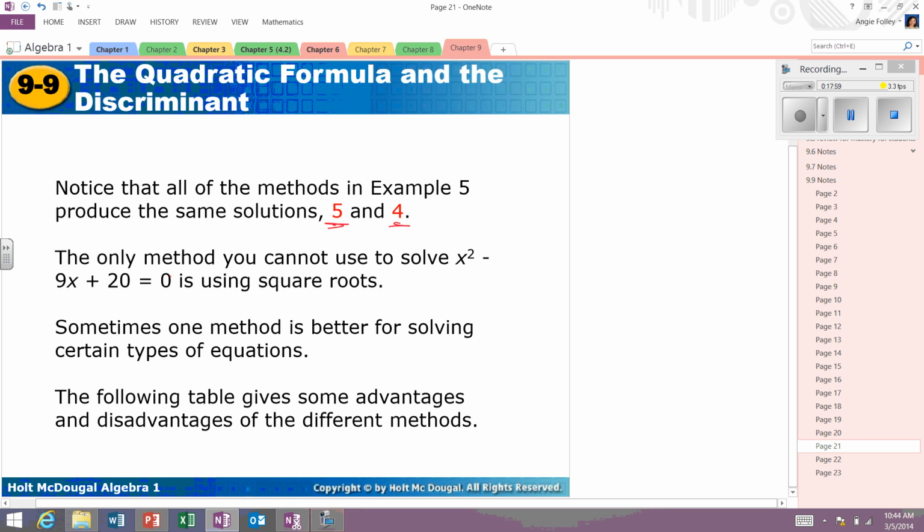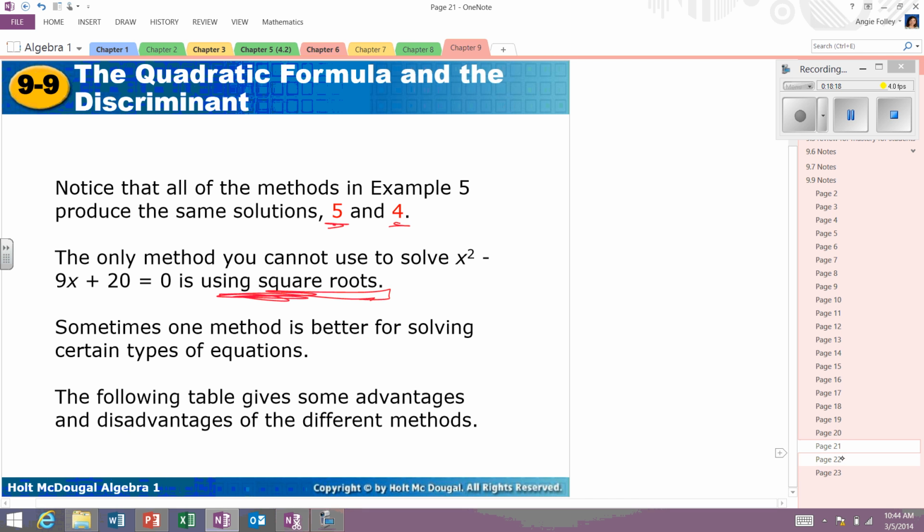The only method on this problem that we weren't able to use was the square root property. Sometimes one method is better than others. If I don't tell you how to solve it, you can choose. Graphing takes time, and if you don't do it correctly, you're not going to get exactly the right solutions.